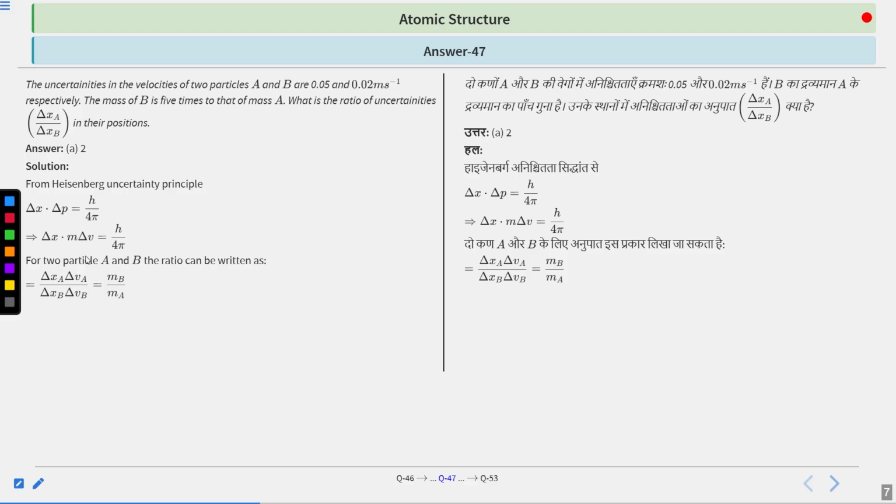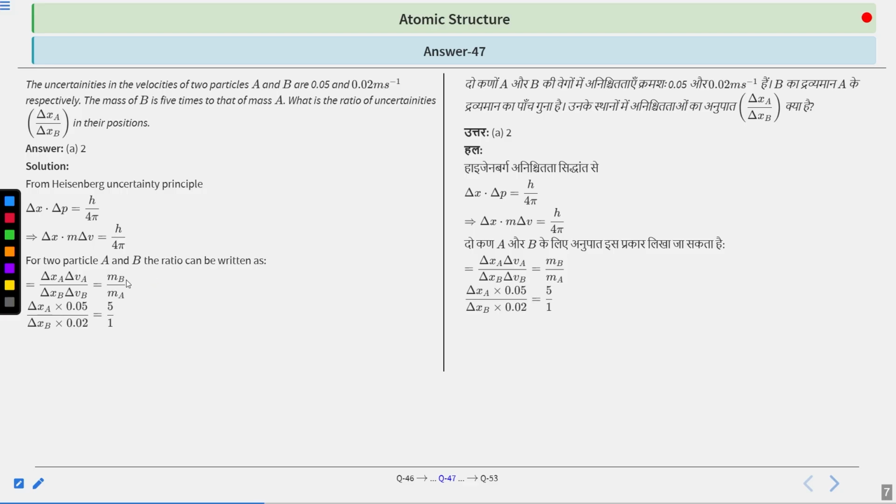Now if you divide both of these, then h by 4 pi will get cancelled out, and you will get this equation: delta x A delta v A by delta x B delta v B is equal to m B by m A. Clear? We cross multiply it and you will get this equation. Very easy to get.